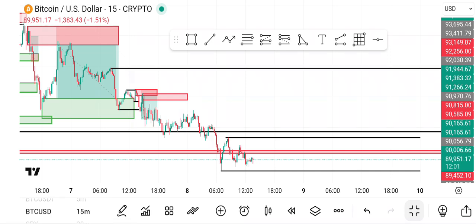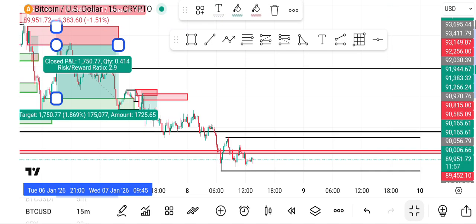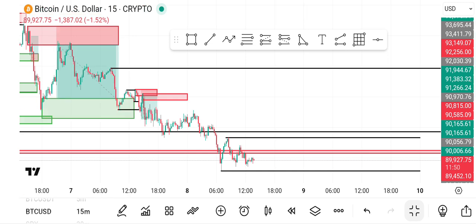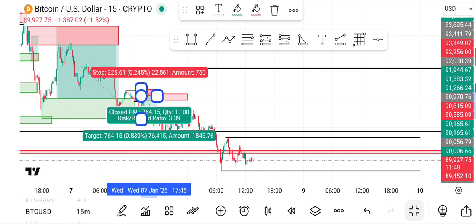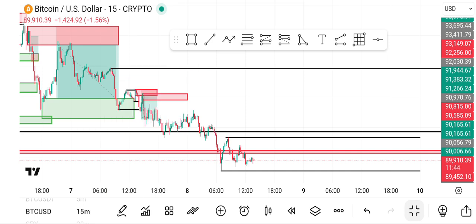If you take a look at the left side, you can see this trade right here, the 2.9 to 1 ratio trade. That was a success, and this trade setup right here, which is a success, all came from the same kind of setup, and we're actually anticipating the same kind of setup today.